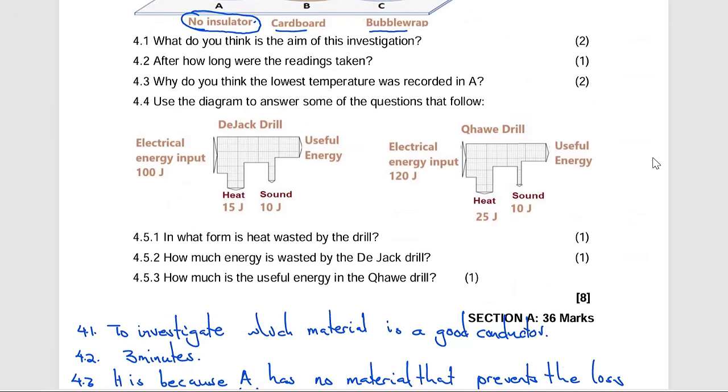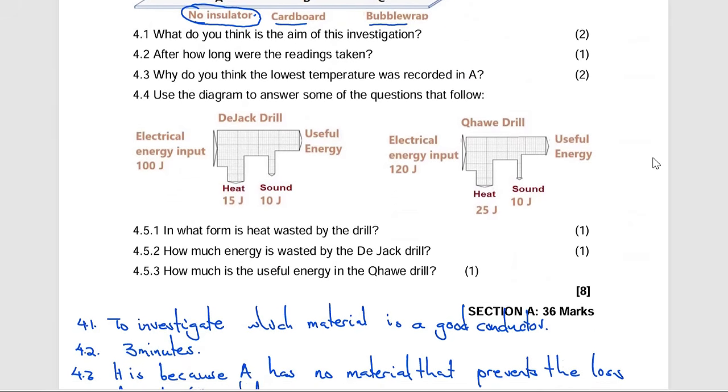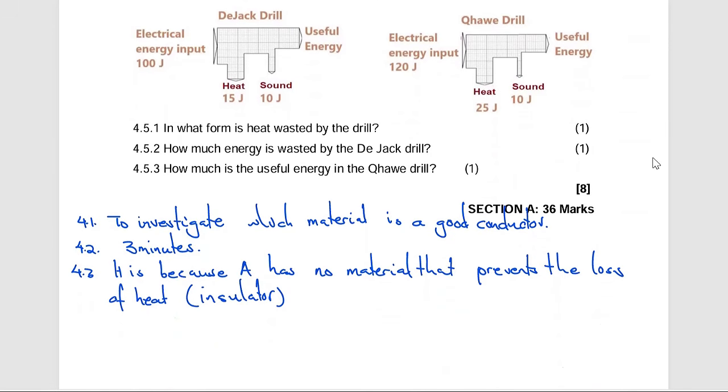Then moving on to 4.4. 4.4 says use the diagram to answer some of the questions that follow. So now we've got our drill check, then the cover drill, right? So we've got two drills there. One has an electrical energy input of 100 joules, and the other has an electrical input of 120. Then here is the useful energy at the end of our drill, and we've got our heat and also sound there.